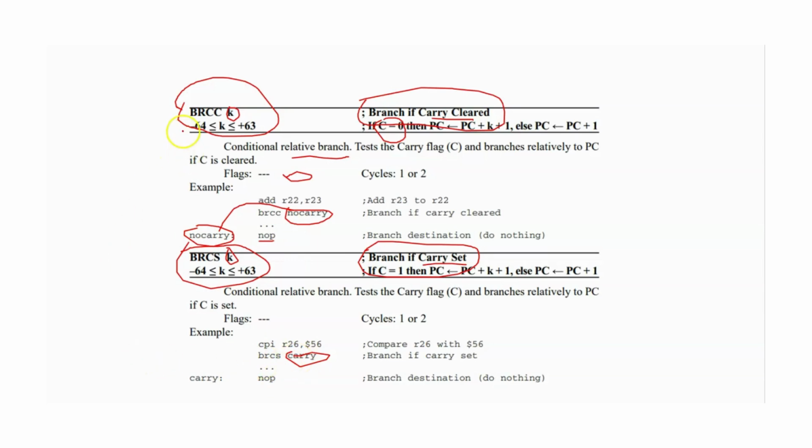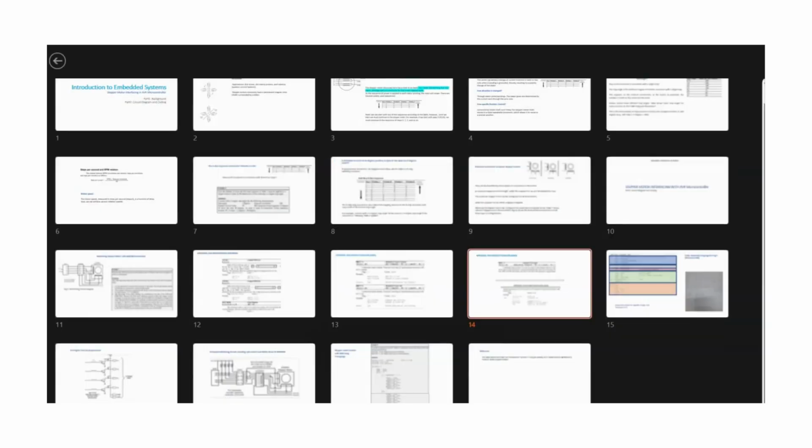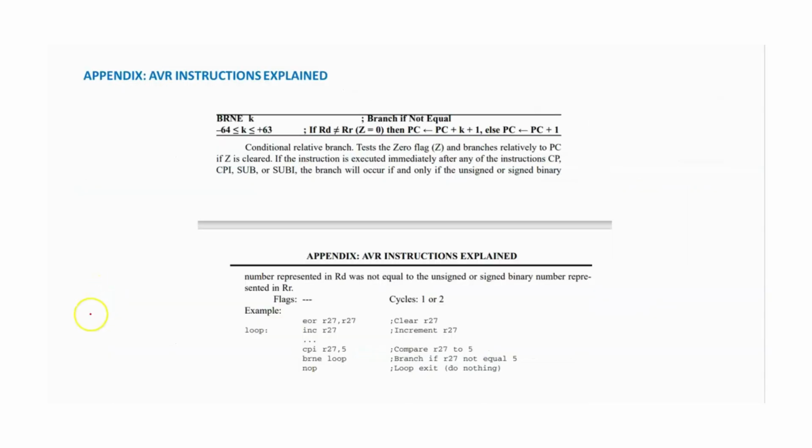So in this way we can use these conditional relative branches. We will be using only this one in this code. The next instruction is BRNE, which is the instruction for branching if not equal. So what is not equal? It is branch if not equal, that is, the 0 flag bit of the same status register.